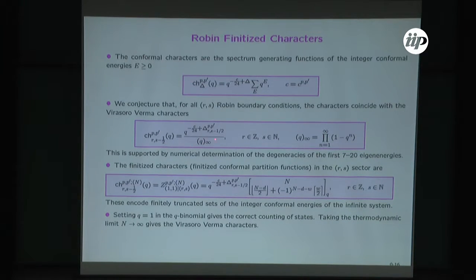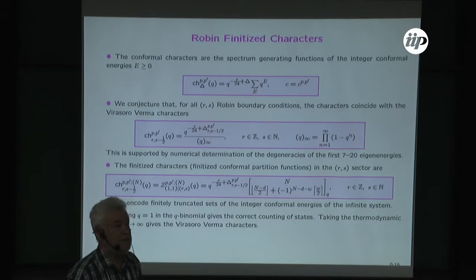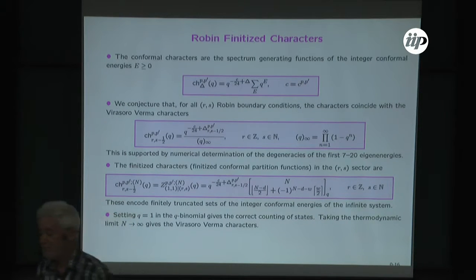So again, we check this numerically by looking at the first 7 to 20 eigenenergies in many, many different cases. And in all cases, by looking at the degeneracy of the excited states, we confirm that you see precisely a spectrum consistent with the Virasoro-Verma characters. So we conjecture that this is... Yeah, of course. That's why we guessed it and we confirmed it. And so as far as the character goes, it's exactly what you expect.